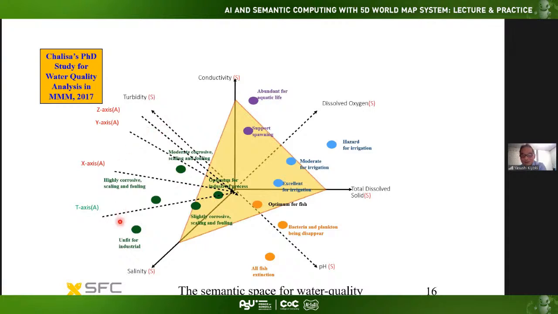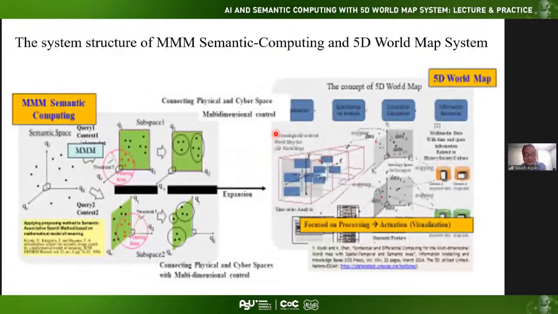But in addition to those physical dimensions, water quality has its own parameters. So totally 12 parameters are important in water quality. All right. That means 12 dimensional space is important for water quality analysis. All right. So if you have questions, please feel free to interrupt me anytime. And so this is our idea.